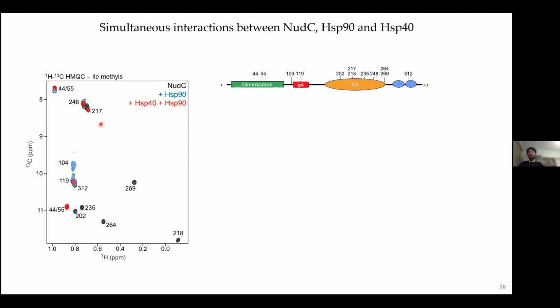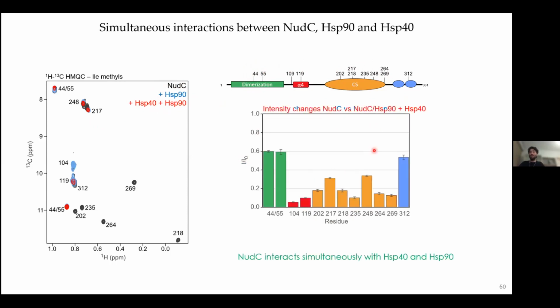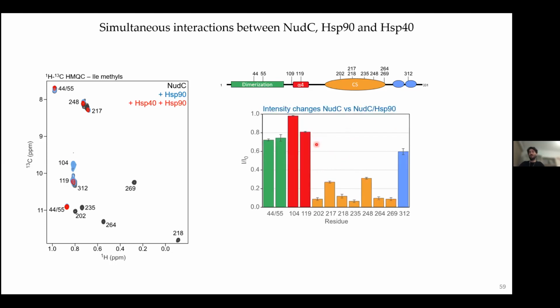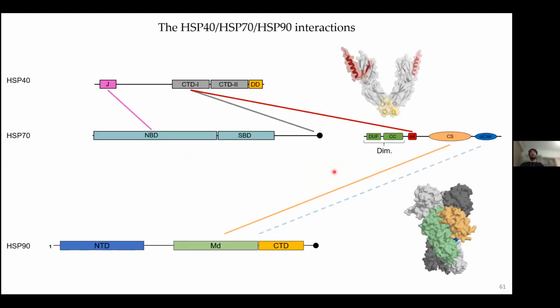And now we can quantify the changes that happen upon this interaction. If we compare our reference spectrum before and after addition of HSP90, we see intensity reduction mostly localized in the CS domain. This is the binding site of HSP90 on Nazi. But if we add HSP40 to this already preformed complex, we see a drastic reduction of intensity on helix alpha 4 without affecting the intensity in the CS domain. So that really proves that Nazi is able to interact simultaneously with the 2 regions that we defined as interacting with HSP40 and with HSP90.